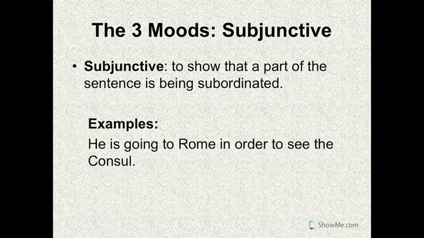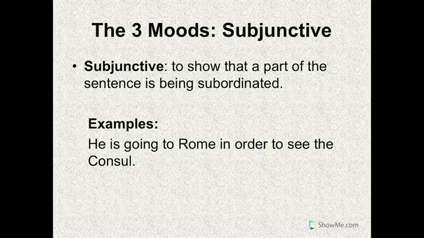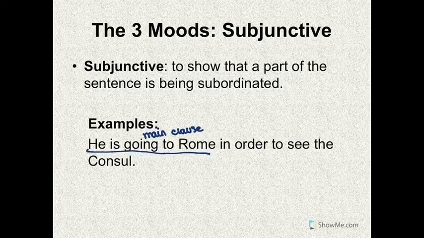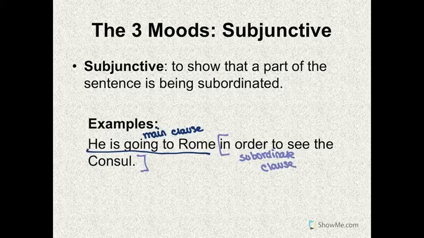In addition, the subjunctive can also show that part of a sentence is being subordinated. Here's an example. He is going to Rome in order to see the consul. We have our main clause, which is he is going to Rome. And then we have a subordinate clause, which is in order to see the consul. In order to show that one part of the sentence is being subordinated to another, you might see the subjunctive mood.